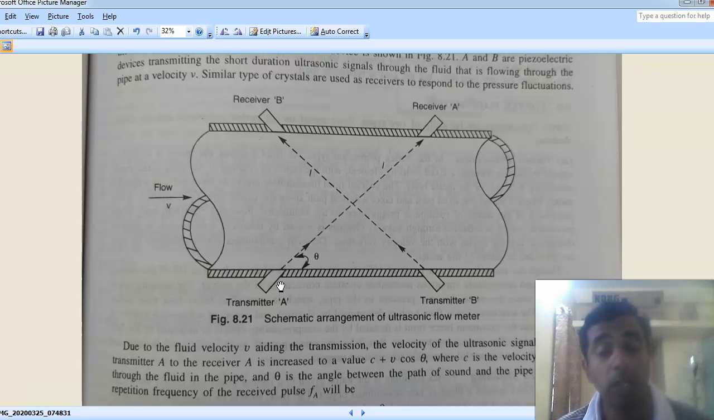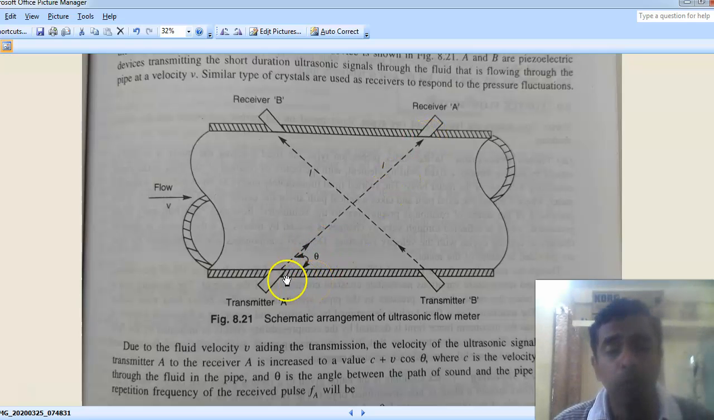So what is ultrasonics? Any frequency above the audible range is called ultrasonics. So you can take a frequency above 20 kilohertz. So this oscillator will generate frequencies above 20 kilohertz. The range of frequencies generated by crystal oscillators for ultrasonics varies from 0.2 megahertz to 5 megahertz. So this will generate any frequency between 0.2 megahertz and 5 megahertz, and this will generate ultrasonics. These transmitters and receivers are fixed in the wall of the pipe at some angle theta.